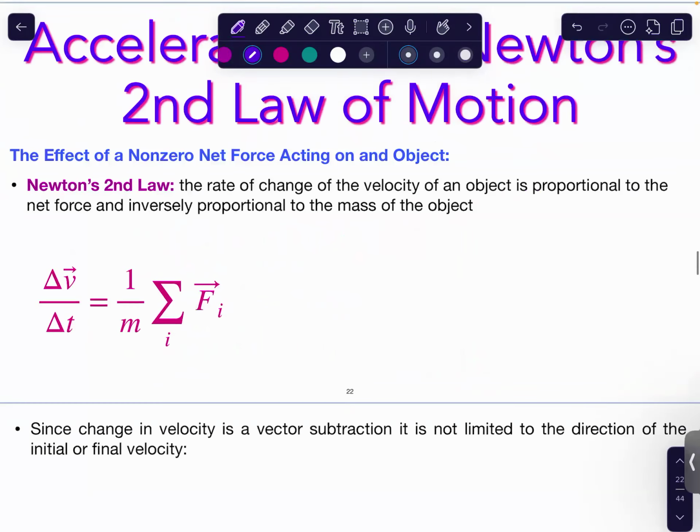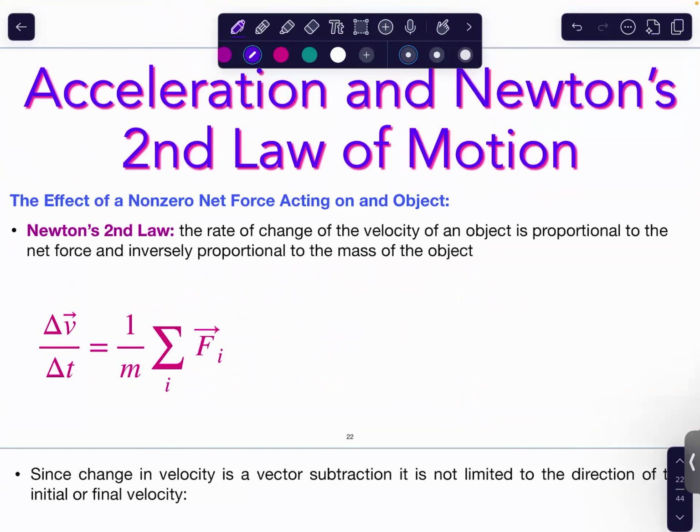Okay, so let's start talking about one of the more famous laws in physics, Newton's second law. Here you see one formulation of it. Your change in velocity over your change in time is equal to 1 over the mass of your object multiplied by the net force.